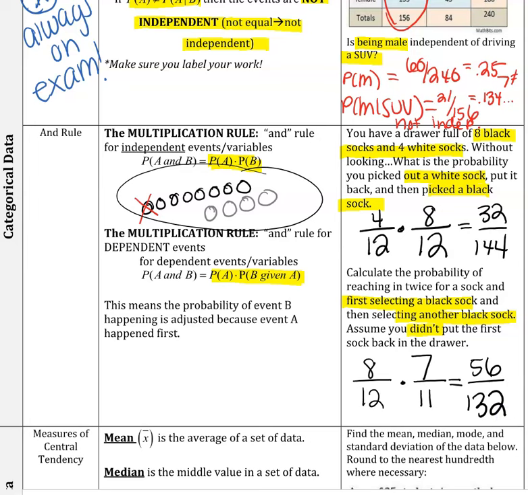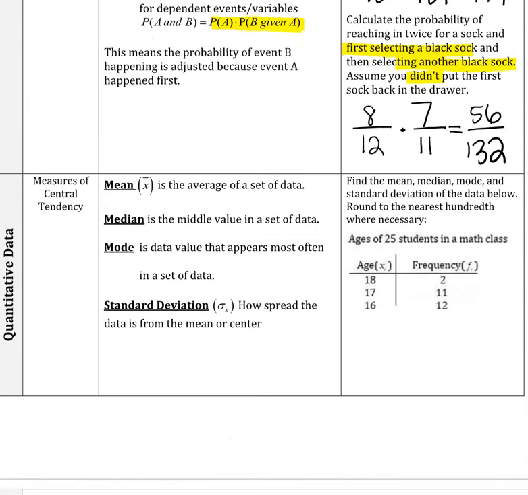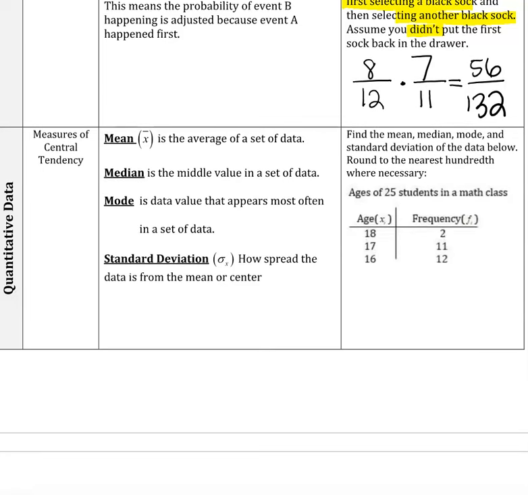All right, and that concludes categorical data. Moving on to quantitative data. We describe quantitative data using mean, median, mode, and standard deviation. Mean in your calculator is the x-bar symbol, and that's just the average of your data. Median is the middle value. Mode is the data value that appears most often. And standard deviation is just how spread out your data will be from the mean or center.